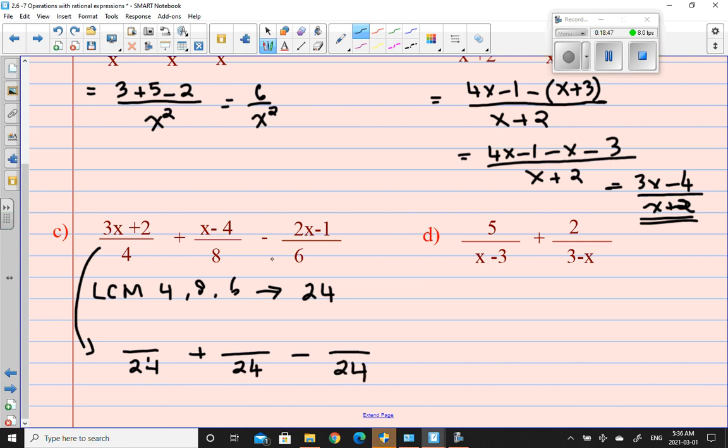So it's plus and minus, so don't forget that. And you're going to say, okay, how do I get from 4 to 24? I've got to multiply 4 times 6. So this entire expression gets multiplied by 6. 8 times 3 is 24, so this entire expression gets multiplied by 3. 6 times 4 is 24, so this entire expression gets multiplied by 4. So put brackets around it because you have to distribute those into the brackets, so don't forget the brackets. So in the numerator here, I have 6 times 3x plus 2.